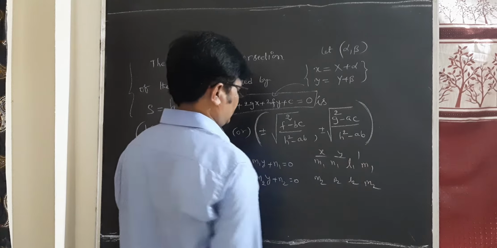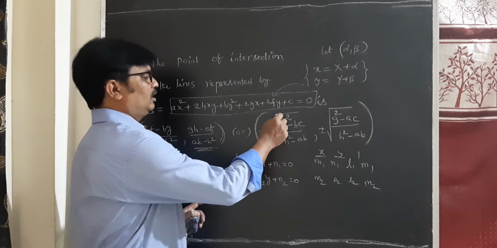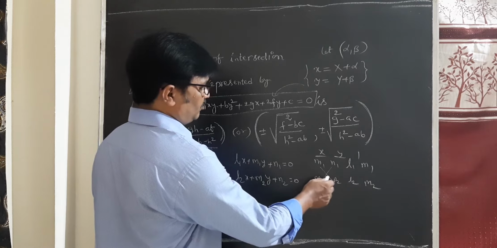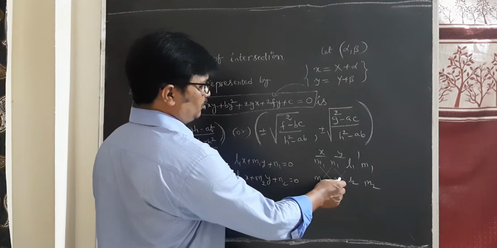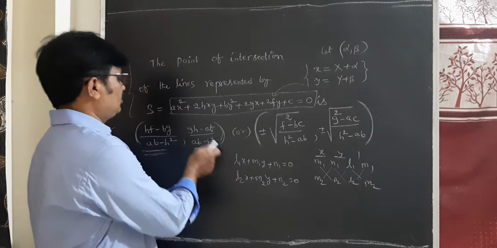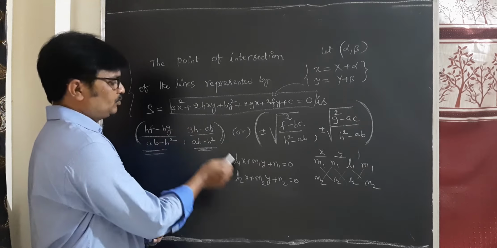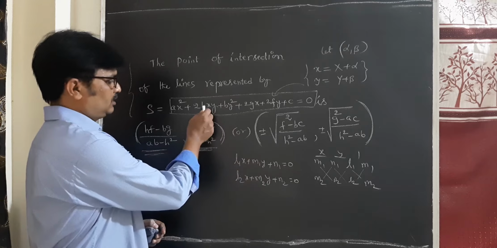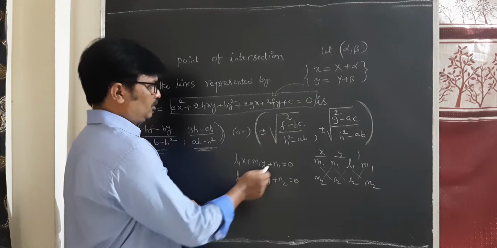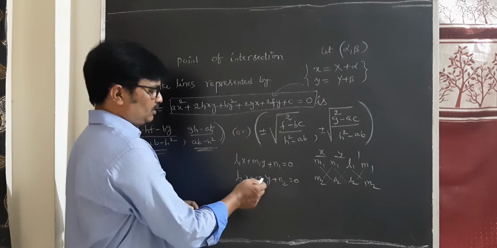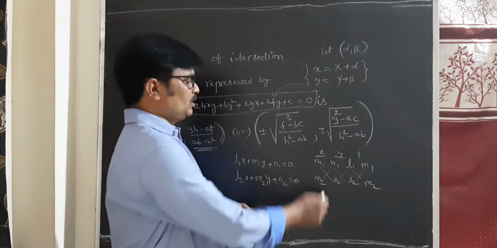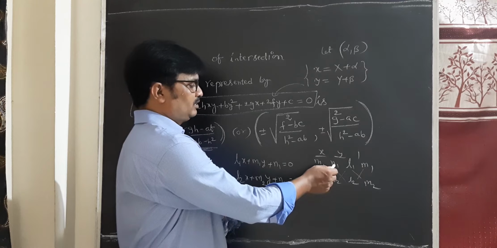After the simplification, we get this. Suppose x by (M1 N2 minus M2 N1), y by (L2 N1 minus L1 N2), and this is L1 M2 minus L2 M1. Equating the coefficients: L1 L2 is a, L1 M2 plus L2 M1 is 2h, M1 M2 is b. Therefore L1 N2 plus L2 N1 is 2g, M1 N2 plus M2 N1 is 2f, and the constant is N1 N2.